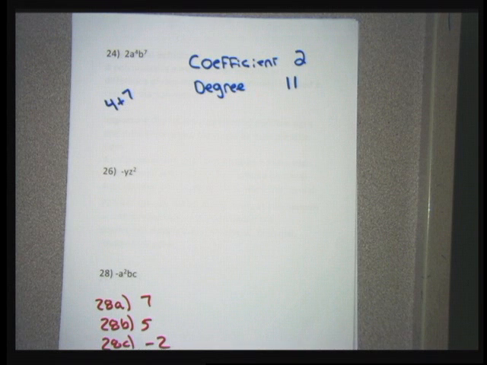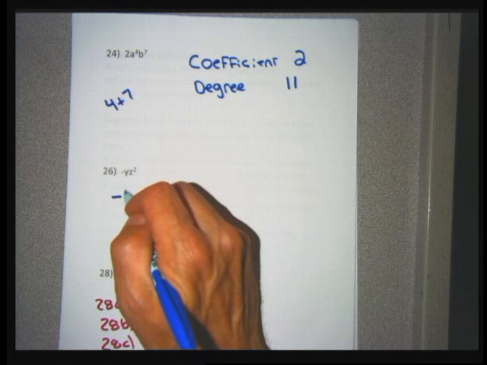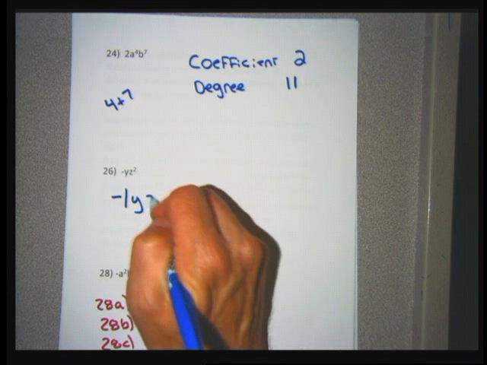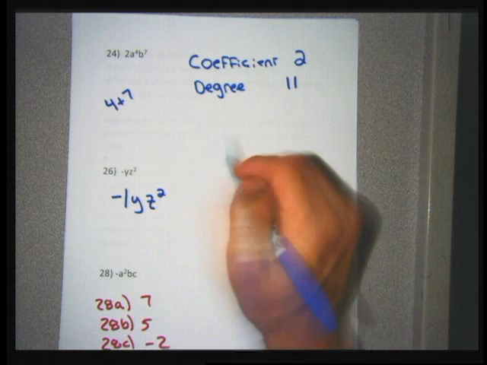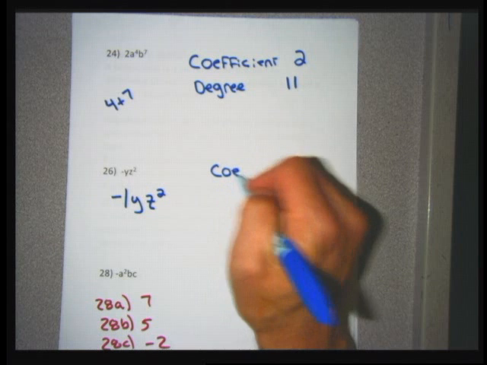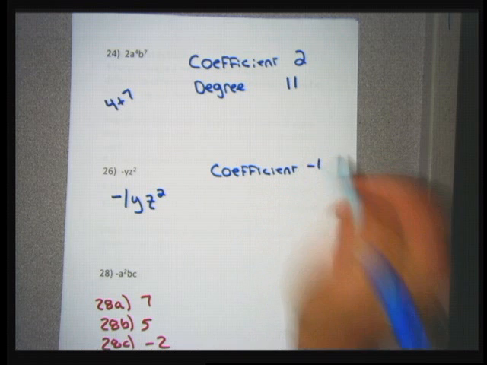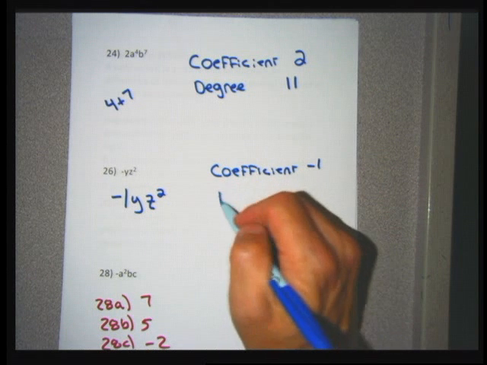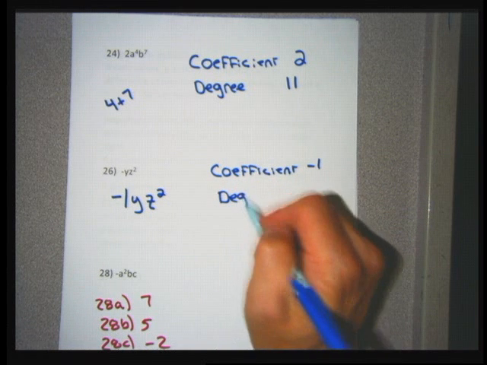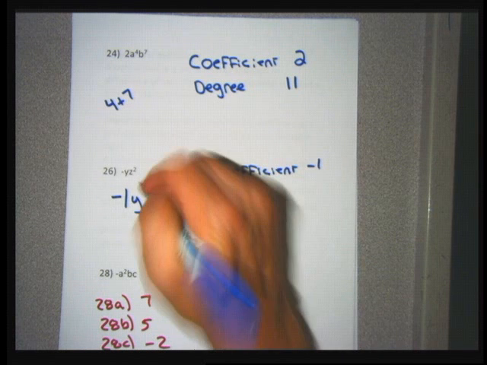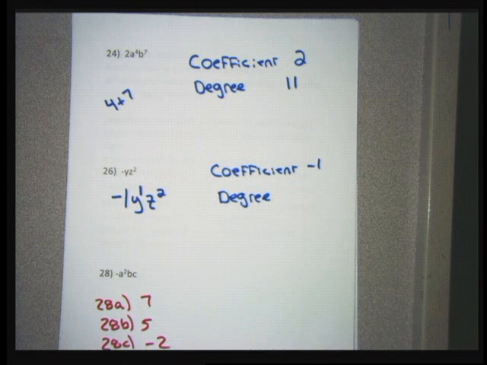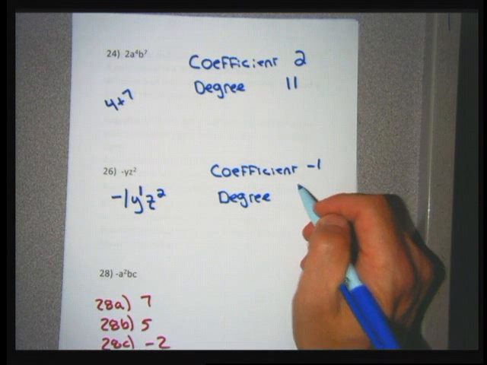Problem 26, there's a negative written next to that y. That negative is short for just a -1. So the coefficient in problem 26 is -1. And then the degree, I have to add up the exponents on both the y and the z. The y doesn't have an exponent written, but there's an implied 1, and its degree is going to be 3.